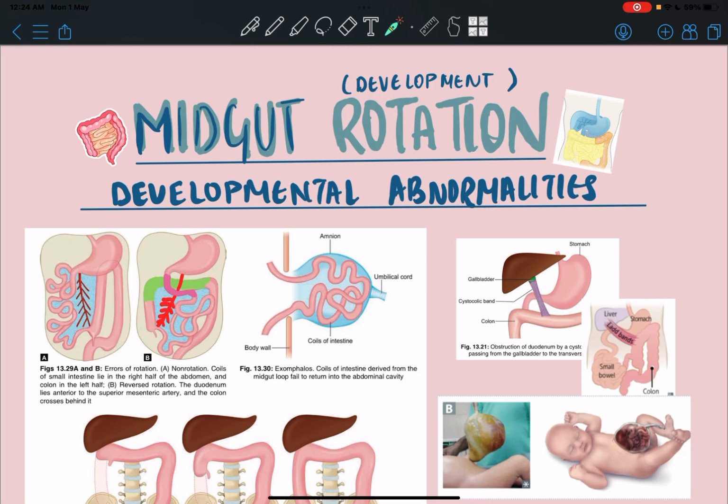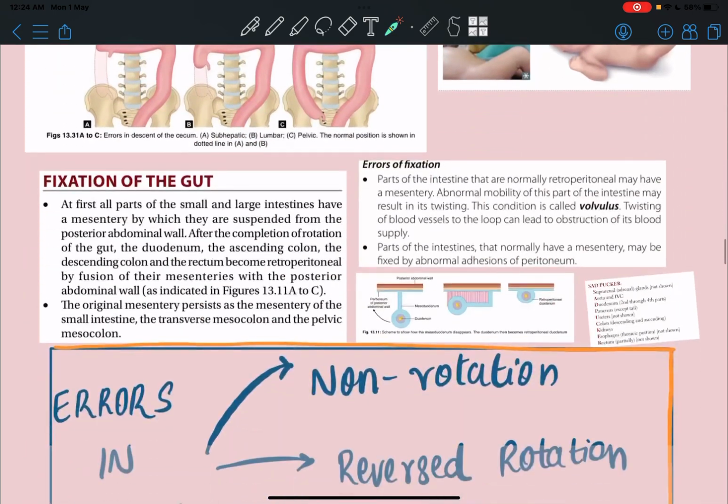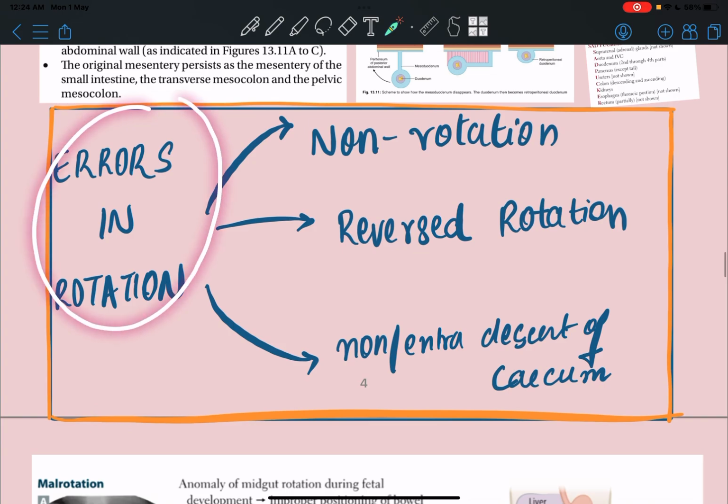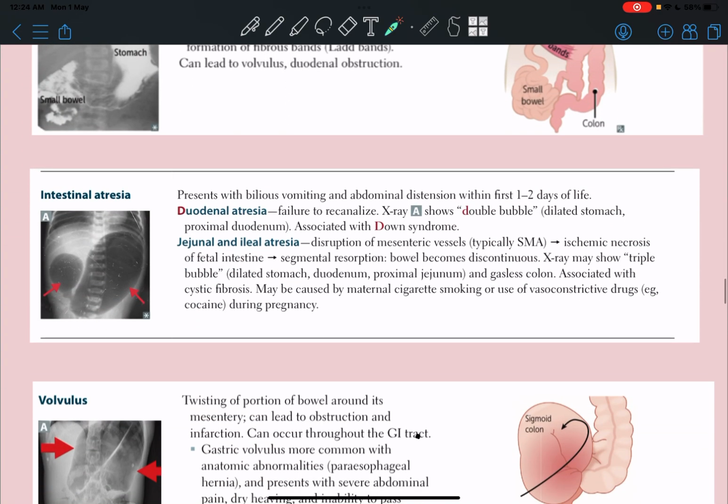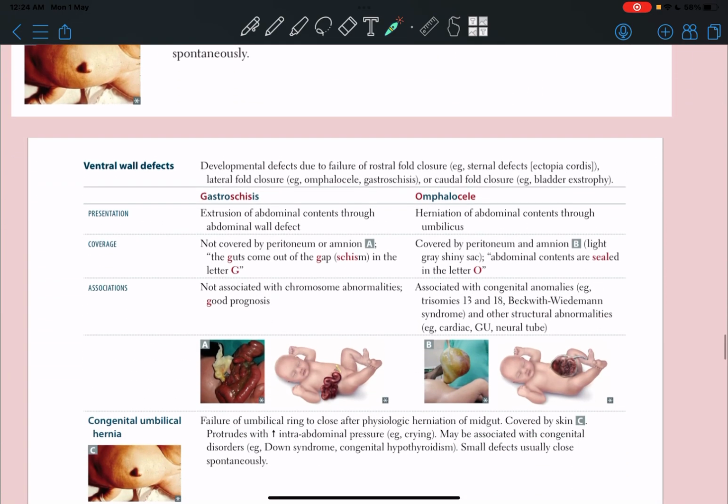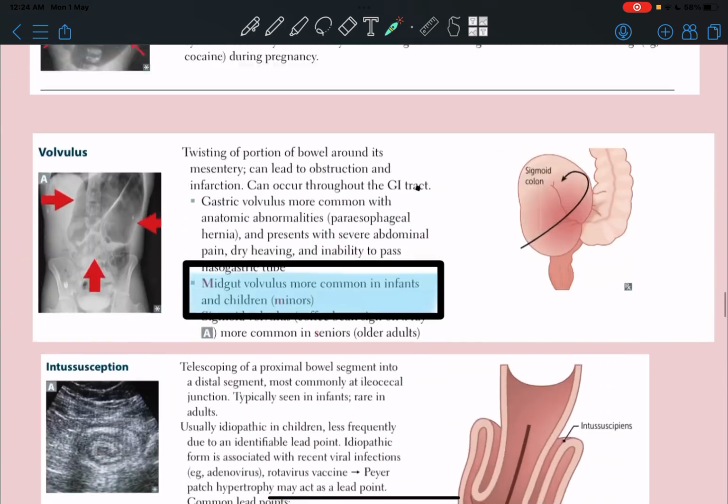We're going to talk about it in three parts. First, we'll talk about errors of fixation, then the errors in rotation, and then the other ones that are mentioned randomly throughout First Aid, right?